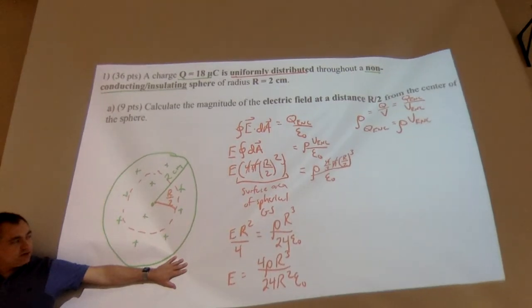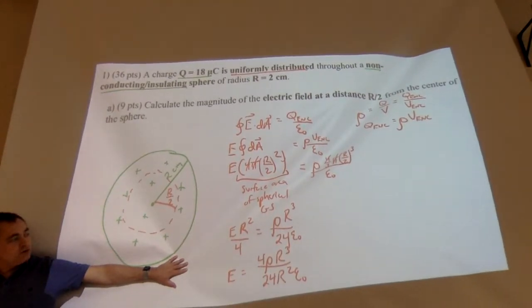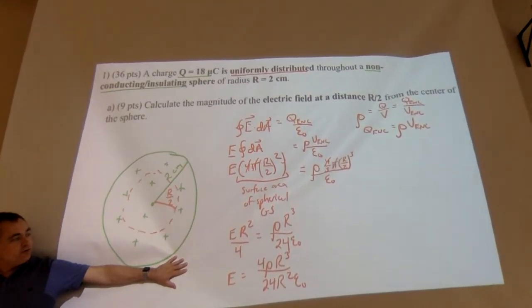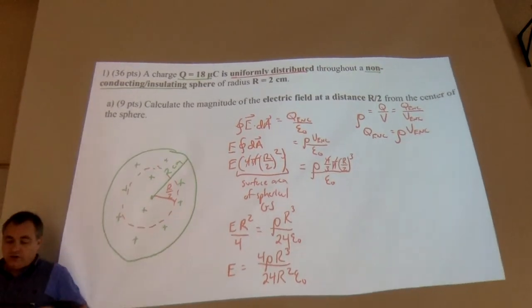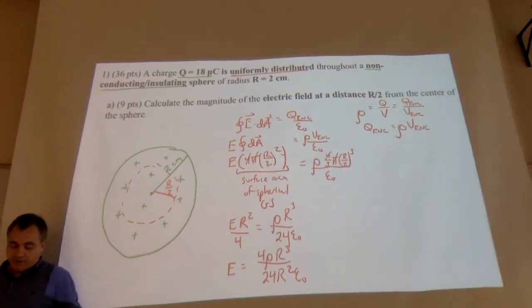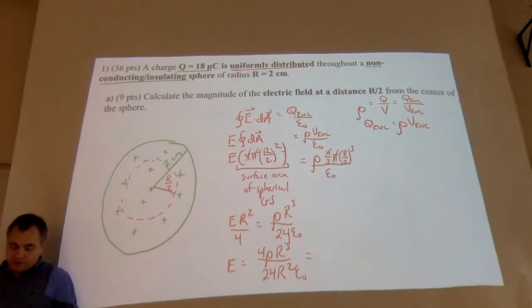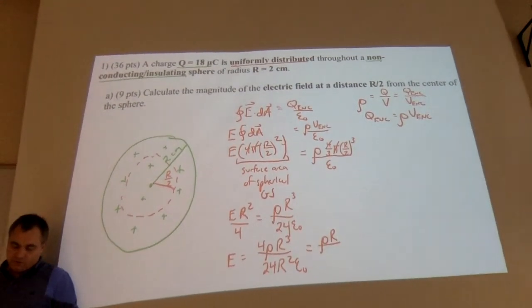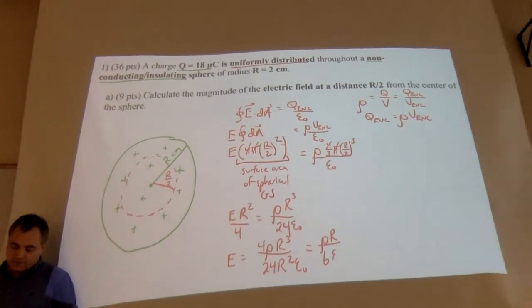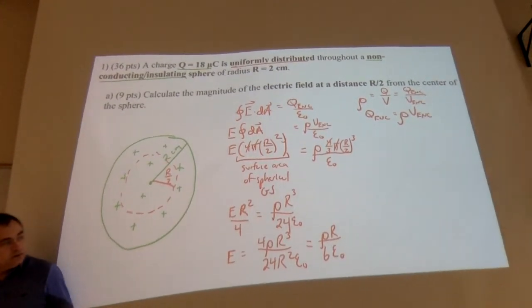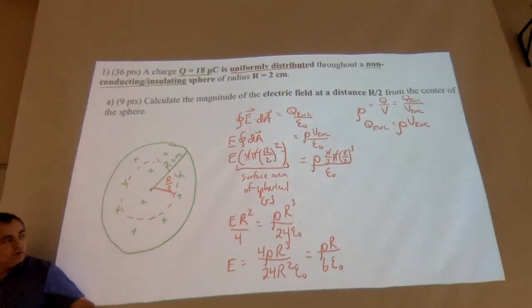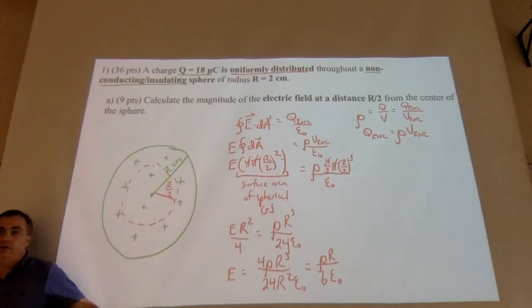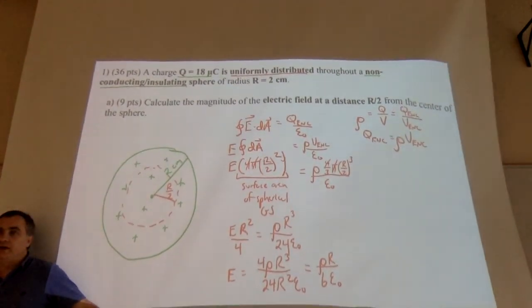So let's see, I've got an r cubed and an r squared, so 2 of those are going to cancel. And I also have 4 over 24, so that's going to simplify a little bit as well. So this becomes density times r over 6 epsilon naught. Would everyone agree with that, perhaps? Maybe? It's all simplified down to that so far.